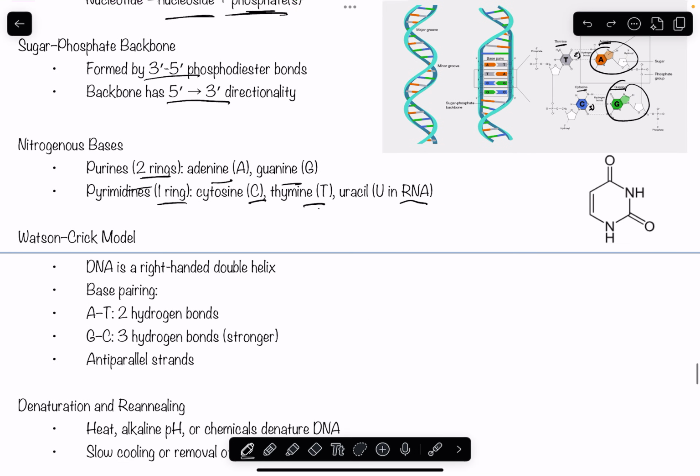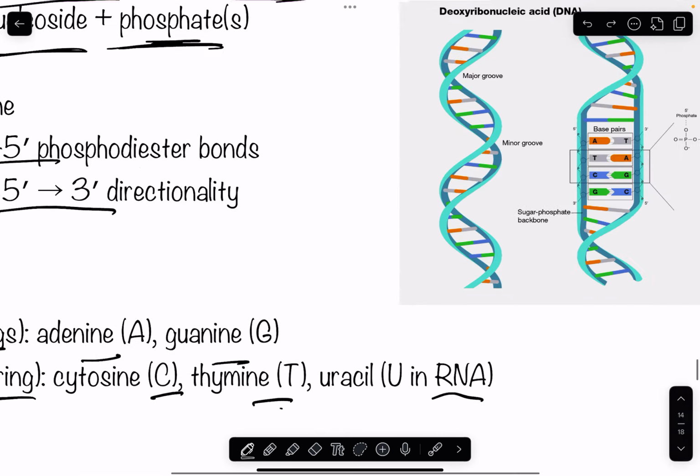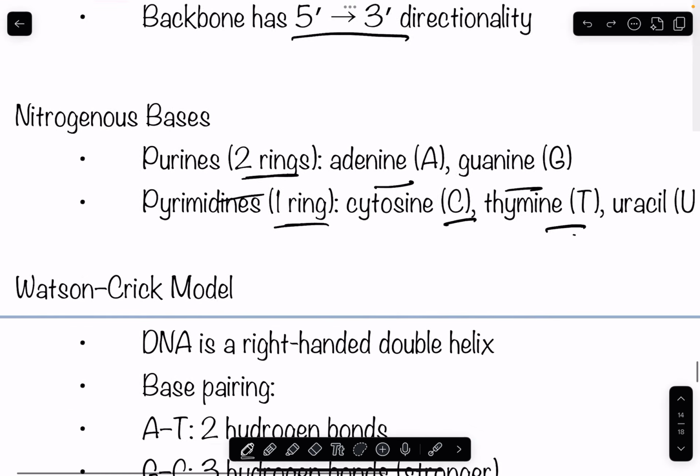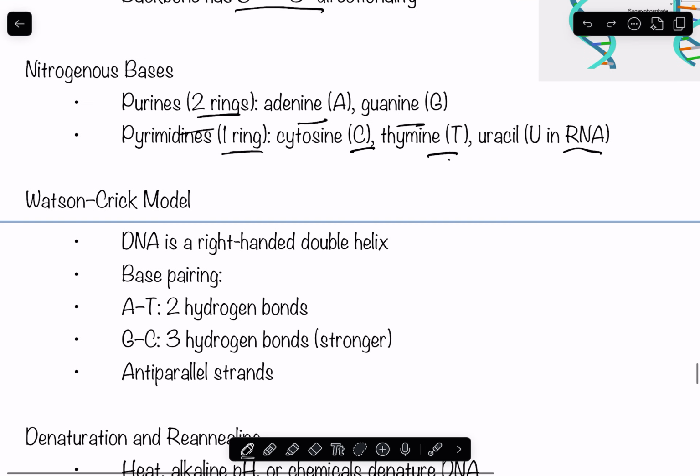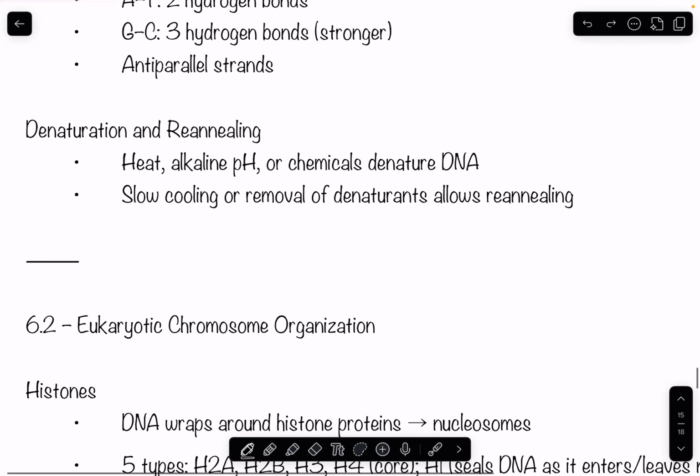Awesome. So next we're going to go to the Watson and Crick model, which is this model over here. This tells us that DNA is a right-handed helix, base pairing A to T, like we just said, 2 hydrogen bonds, and then G to C, 3 hydrogen bonds. And you do need to know that the G to C bond is going to be stronger than your A to T bond due to the extra hydrogen bond.